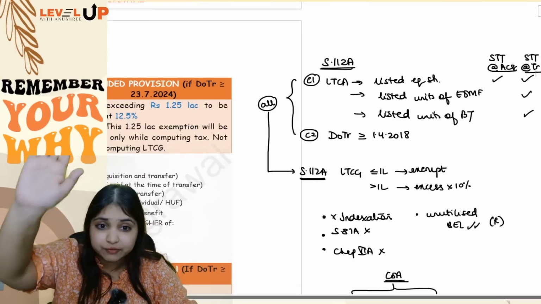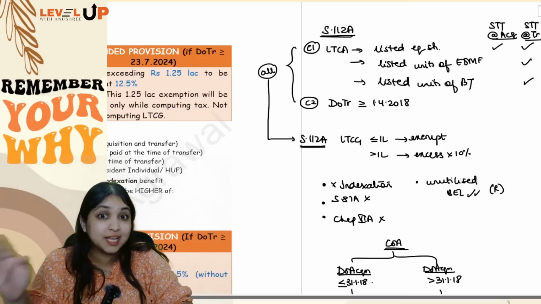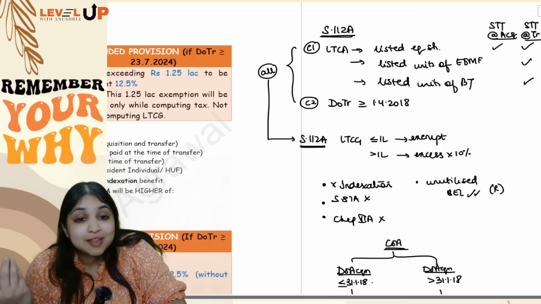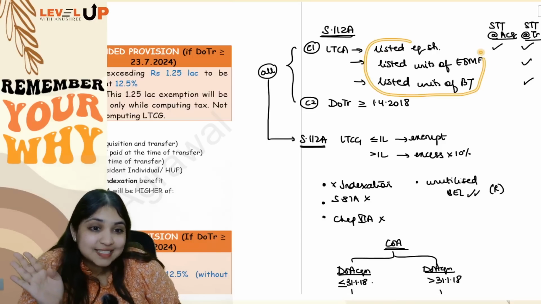Now, what I've done for you over here is, I've basically discussed the whole section 112A, the existing provision. Now, where is the change? Even now, long-term capital asset, same 3.